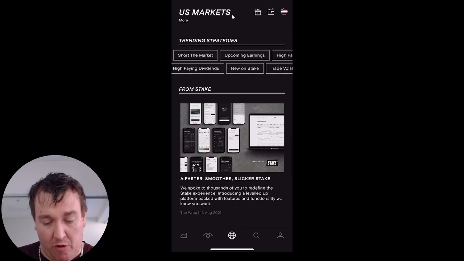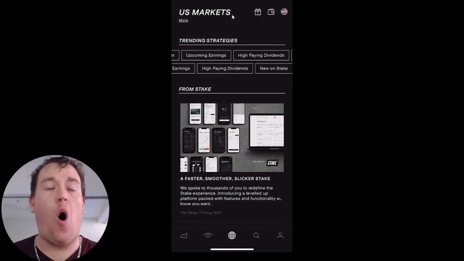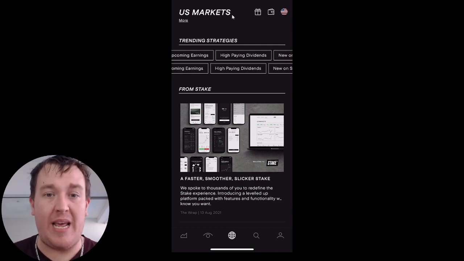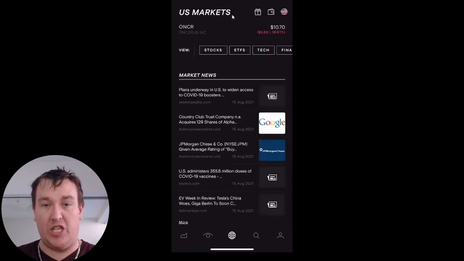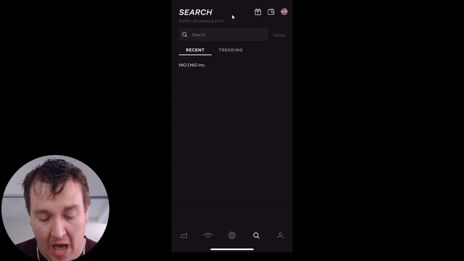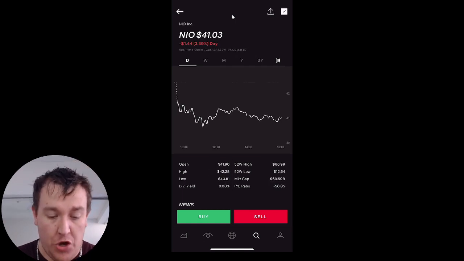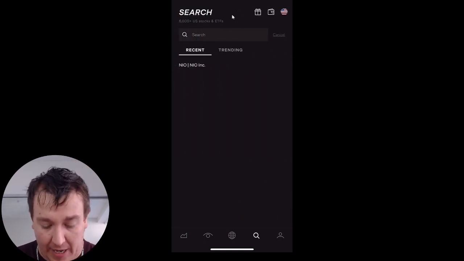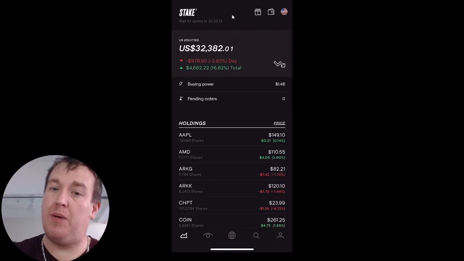We also have a platform here where we can have a look at upcoming earnings, new to Stake, high powered dividends. There is so much information that you can look at. This app allows you to do so much more. You can also have a search, man, if you wanted to have a look. As you can see, my recent was Neo. I was going to check it out. You can search for any stock at your fingertips, all in one absolutely fantastic, gorgeous place.